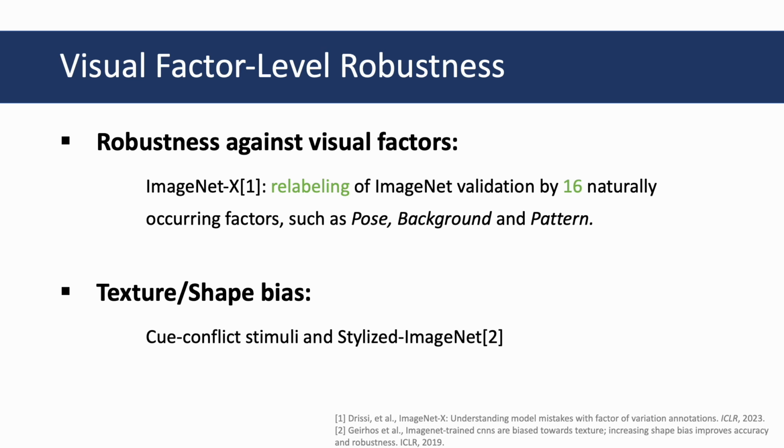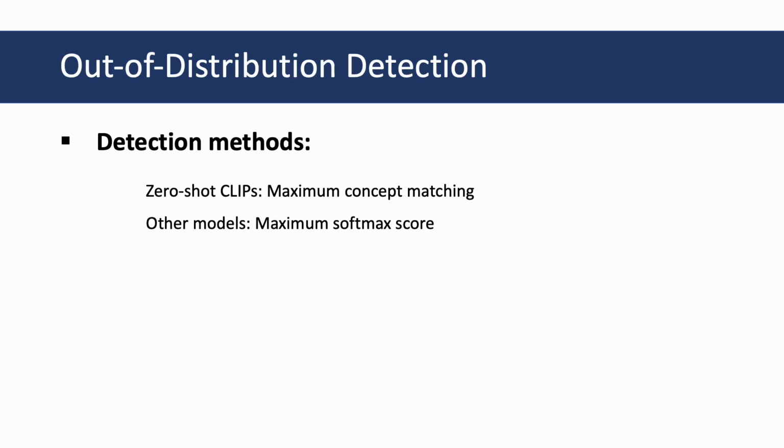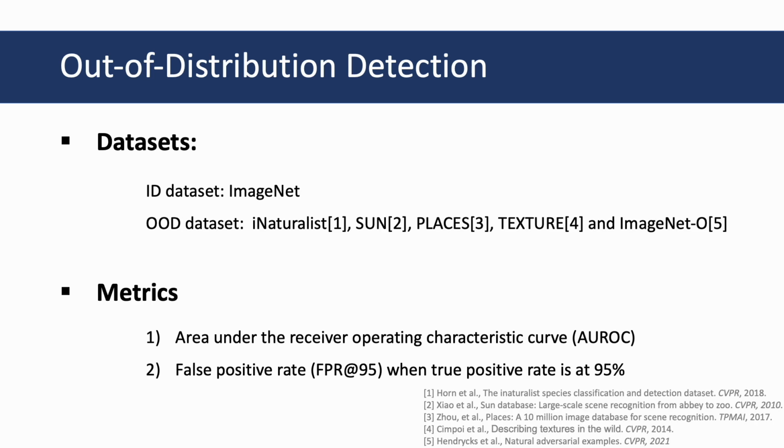shape bias. For OOD detection, we use maximum concept matching for zero-shot CLIPs and maximum softmax score for other models. The in-distribution dataset is ImageNet, while the OOD datasets are iNaturalist, SUN, Places, Texture, and ImageNet-O, and the metrics are AUROC and false positive rate at 95.